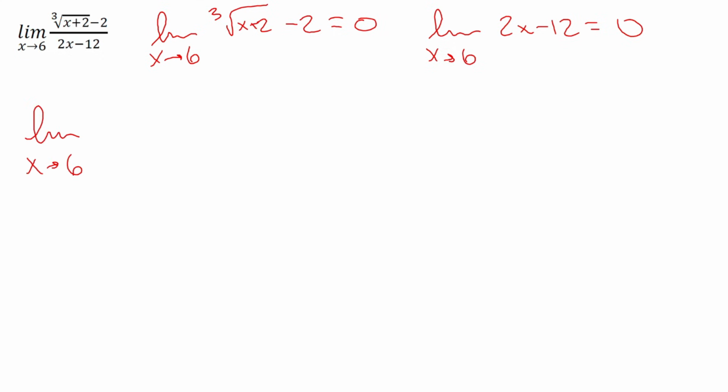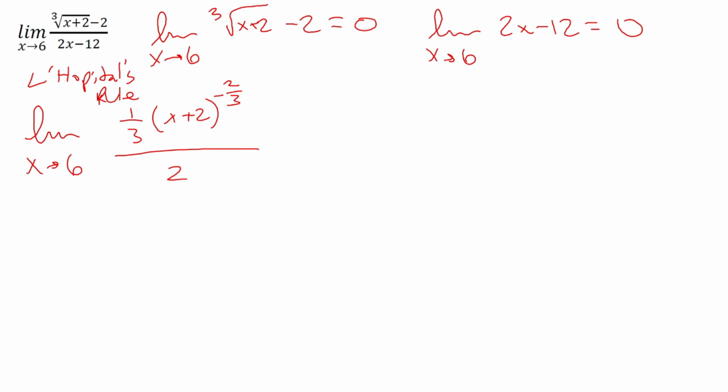L'Hopital's rule. Right? So sure, we write that we're using L'Hopital's. We'll do the limit as x approaches 6 of the derivative of (x plus 2) to the 1/3, which will be 1/3 times (x plus 2) to the negative 2/3. And then the derivative of minus 2 is 0. And then in the denominator, the derivative of 2x minus 12 is just 2. So really what we've got here is a 1 in the numerator over 3 times (x plus 2) to the 2/3 times 2, and it's the limit as x approaches 6 of that.